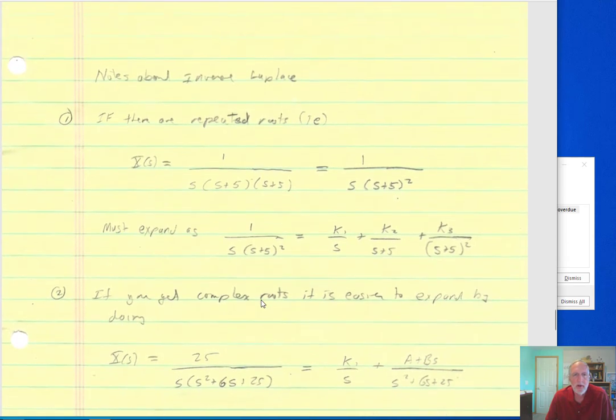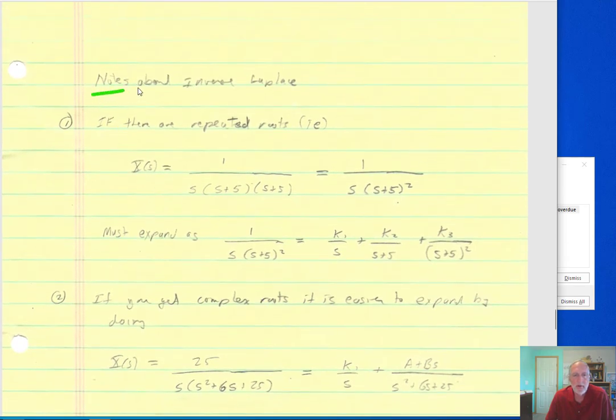All right, the last part of this is some miscellaneous notes about inverse Laplace. If you have repeated roots, which means you have 2 roots that are the same, really that means you have like s plus 5 squared. When you do an expansion, you can't just do s plus 5.